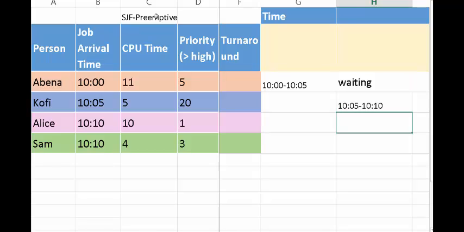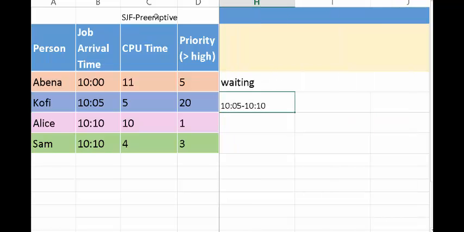Now, when either someone stops, like in this case Kofi has stopped, or someone arrives, then we have to check and see who has the shortest job. So Kofi stops and someone has arrived. Let's see who has the shortest job. Currently, Abena has 6 left over. Alice, who is coming in, wants to do 10. Sam wants to do 4. So of all the jobs there, the person with the shortest job is Sam. So Sam is going to go.